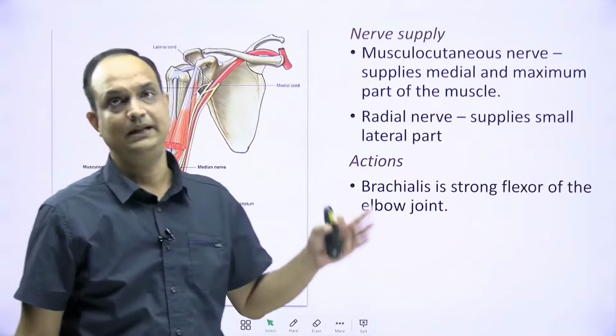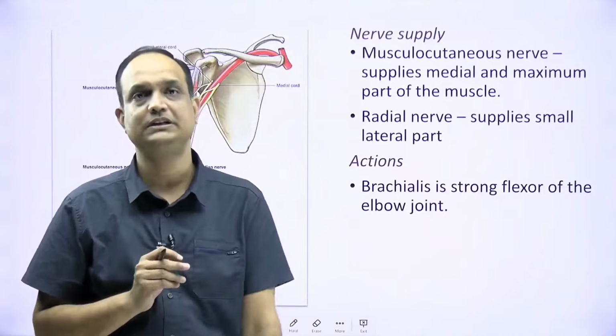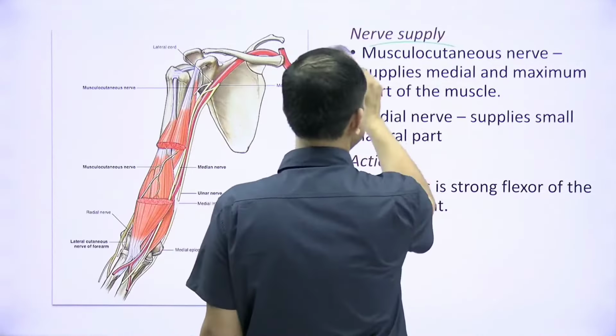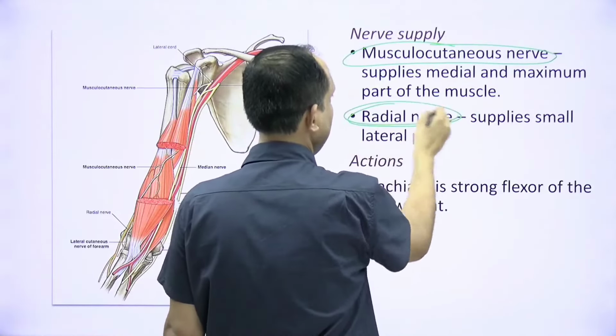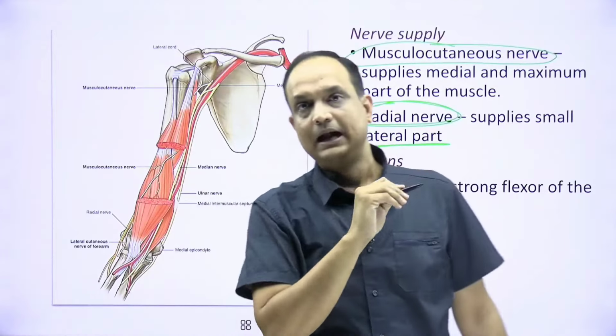Now, what is the nerve supply? The nerve supply of the brachialis becomes important because there are two nerves supplying it. The major one comes from the musculocutaneous nerve, but the radial nerve also supplies its lateral part, which is very small. Clear? And what is the action?